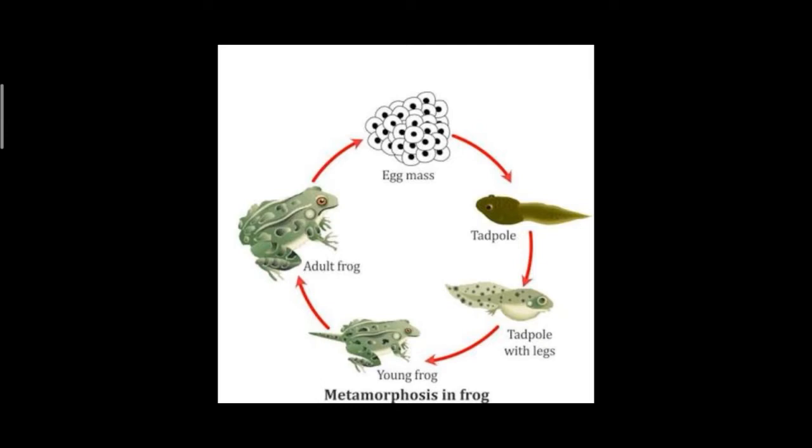The third stage you can look here, tadpole with legs. Slowly the tadpole will develop legs. Next, in the fourth stage you can see a young frog but it has a tail. The last stage is the adult frog. There the tail has disappeared. So the adult frog again will lay eggs in the water. So this life cycle will continue. You need to draw this in your notebook.